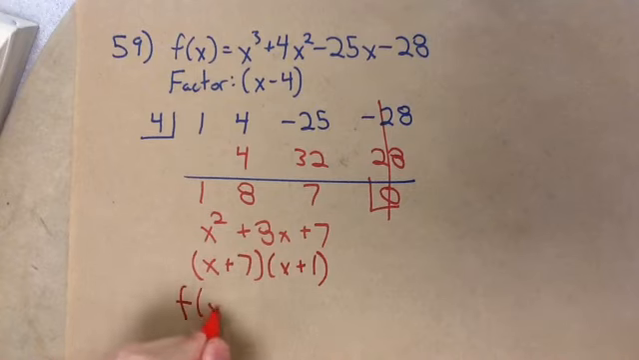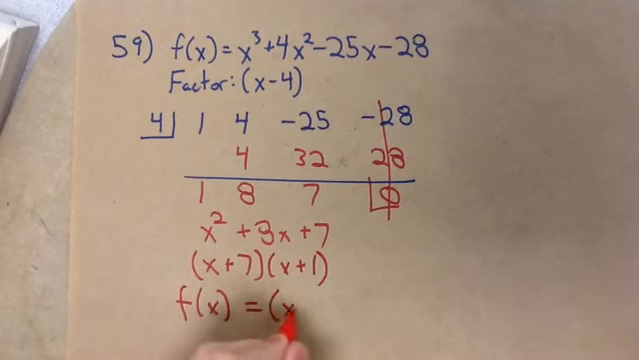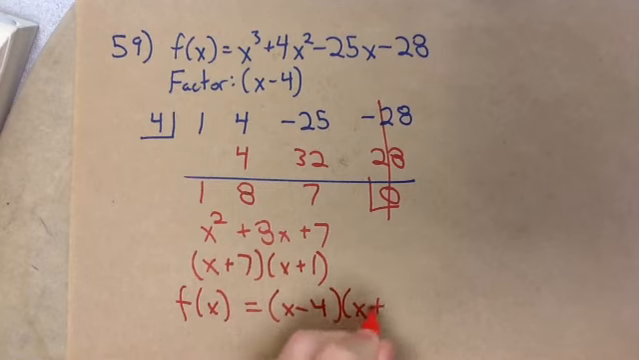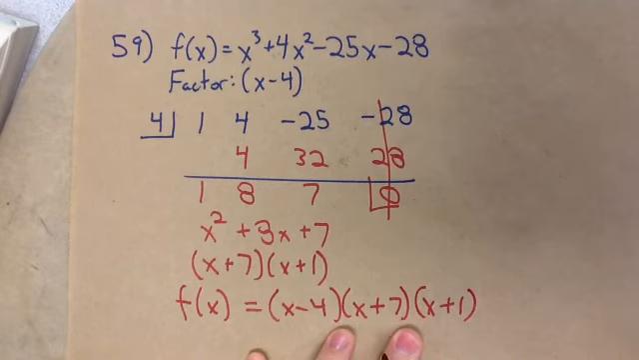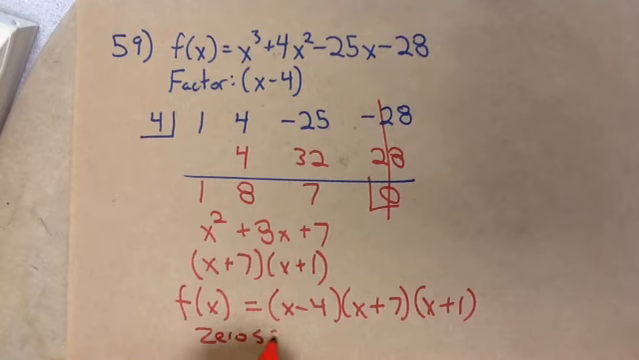Use that to write the complete factorization, which is here, bringing down the x minus 4. And then D, list the zeros. The zeros are going to be positive 4, negative 7, negative 1.